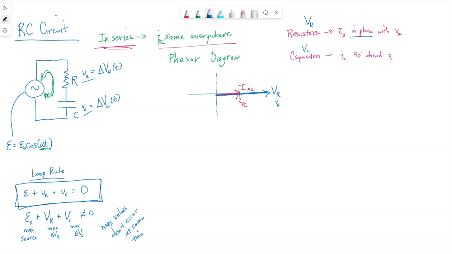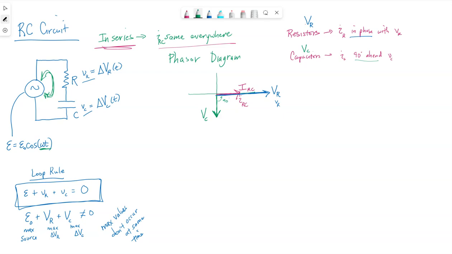Now the capacitor's phasor, though. The current is ahead of the voltage by 90 degrees. So current being ahead of the voltage by 90 degrees means the capacitor's phasor points down this way. Now the length of it depends upon the circuit. I'm just drawing a length. The length of this capacitor's voltage represents the maximum value.